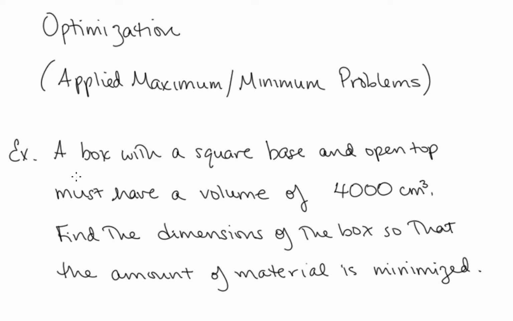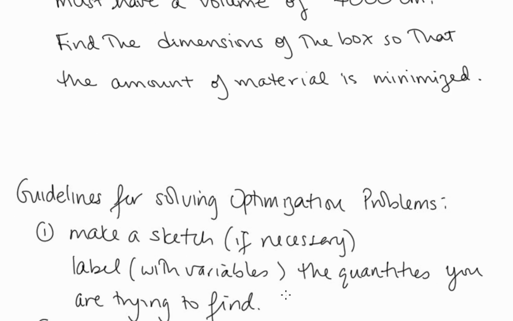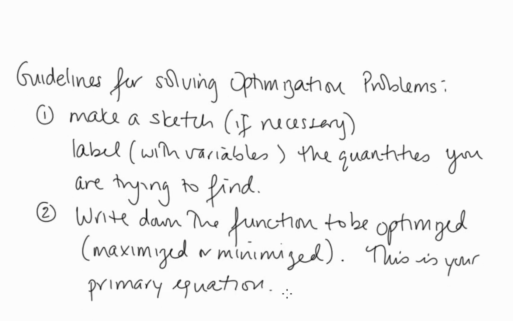A box with a square base and open top must have a volume of 4,000 cubic centimeters. Find the dimensions of the box so that the amount of material is minimized. So here we are asked to minimize the amount of material. That's how we know we can identify this as an optimization problem. We're asked to maximize or minimize an amount. And these are our guidelines for solving optimization problems.